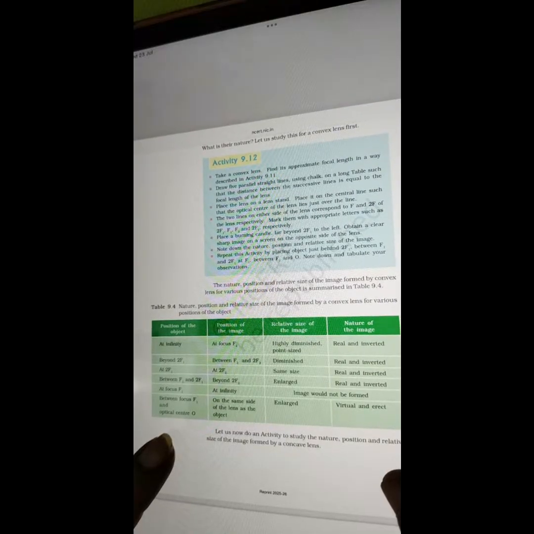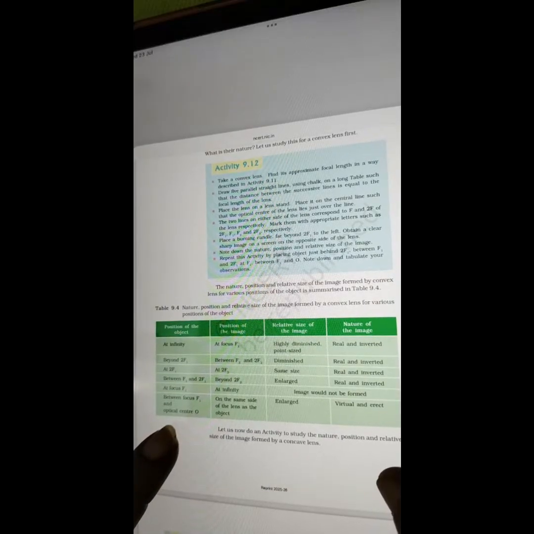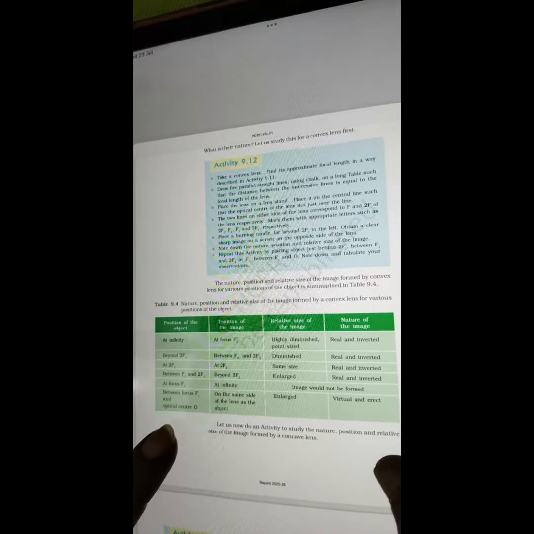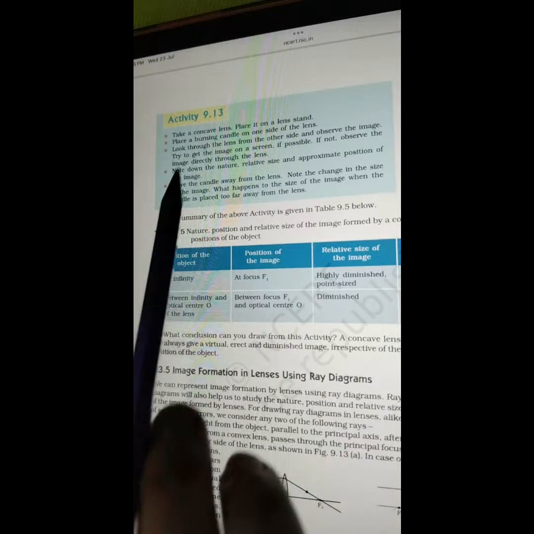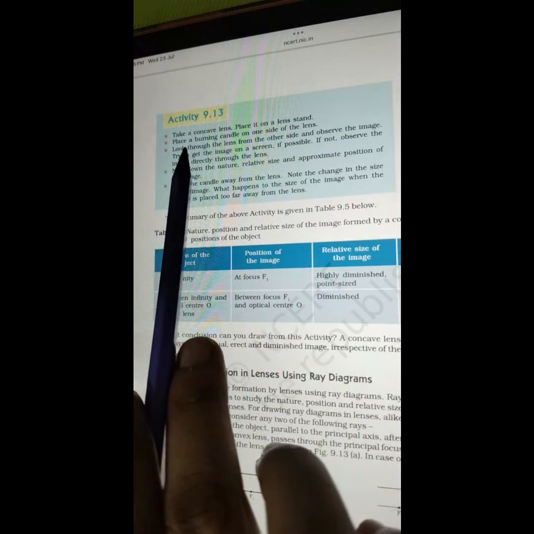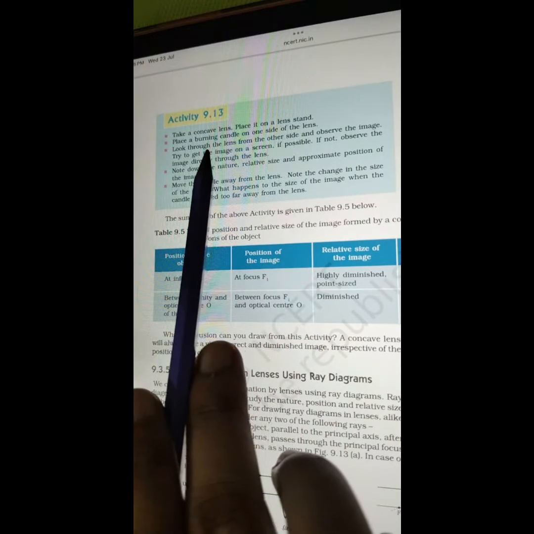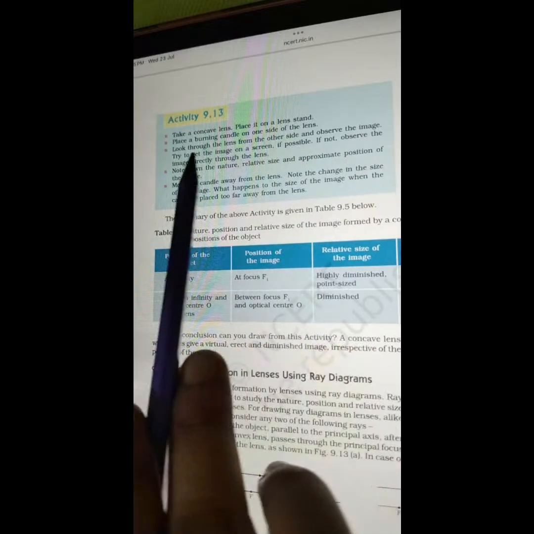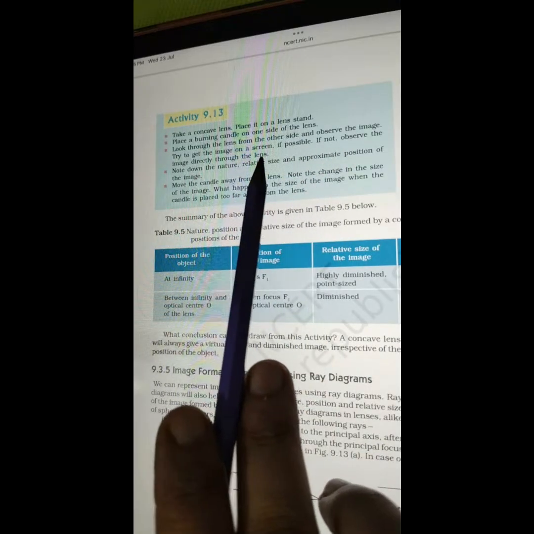If the object is between focus F1 and the optical center O, then the image will be formed on the same side of the lens as the object. The image will be enlarged, virtual, and erect. Let us now do an activity to study the nature, position, and relative size of the image formed by the concave lens. Activity 9.13. Take a concave lens, place it on a lens stand, place a burning candle on one side of the lens, look through the lens from the other side and observe the image. Try to get the image on a screen if possible. If not, observe the image directly through the lens.